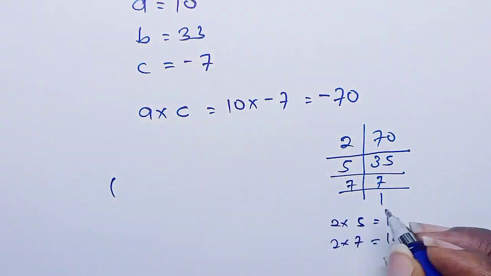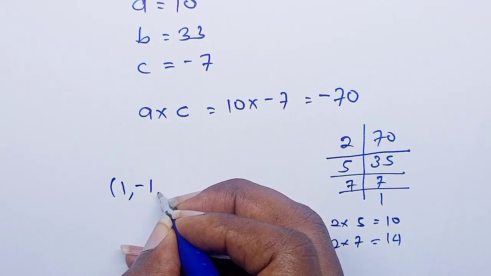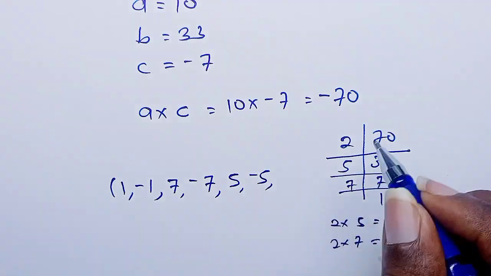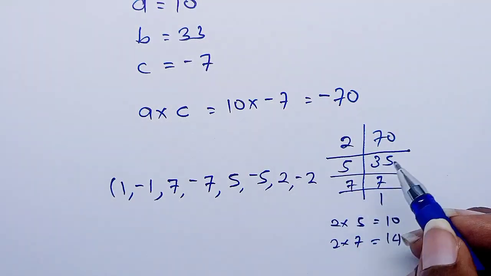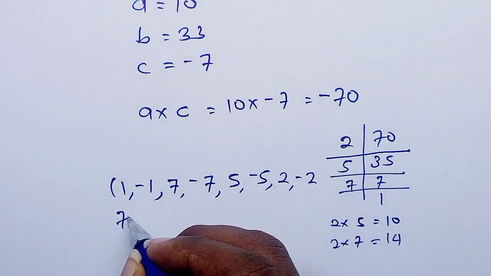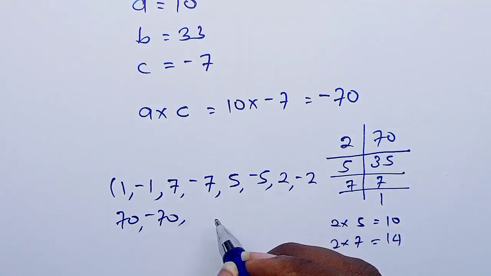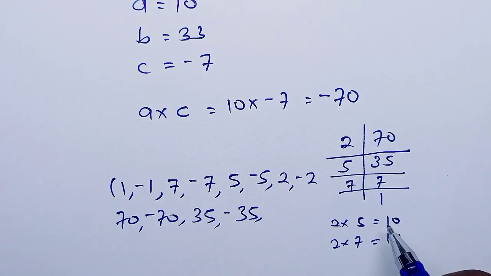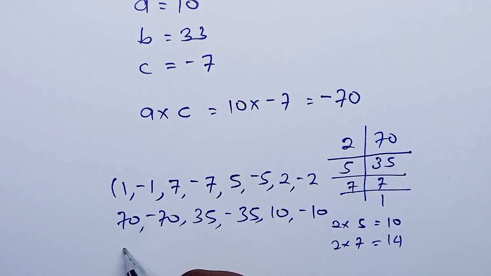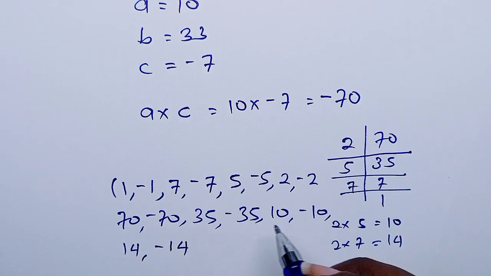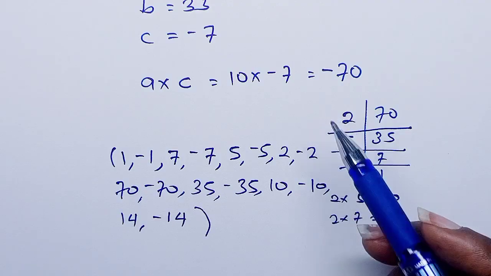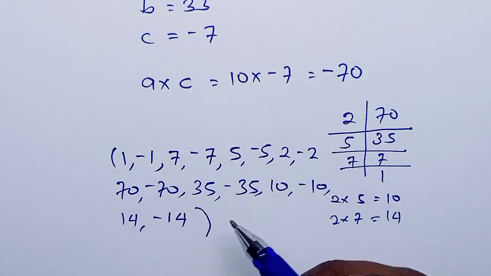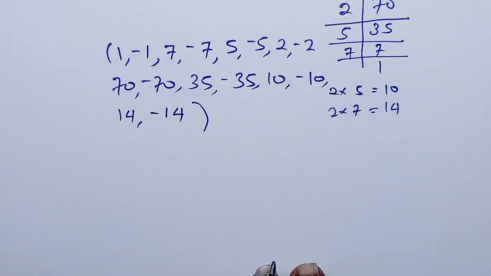So our factors will be 1 and negative 1, then 7, negative 7, then 5, negative 5, then 2, negative 2, then 70, negative 70, then 35, negative 35, then we already did 7, we already did 1, so then 10, negative 10, and then 14, negative 14. So these are our factors of 70.